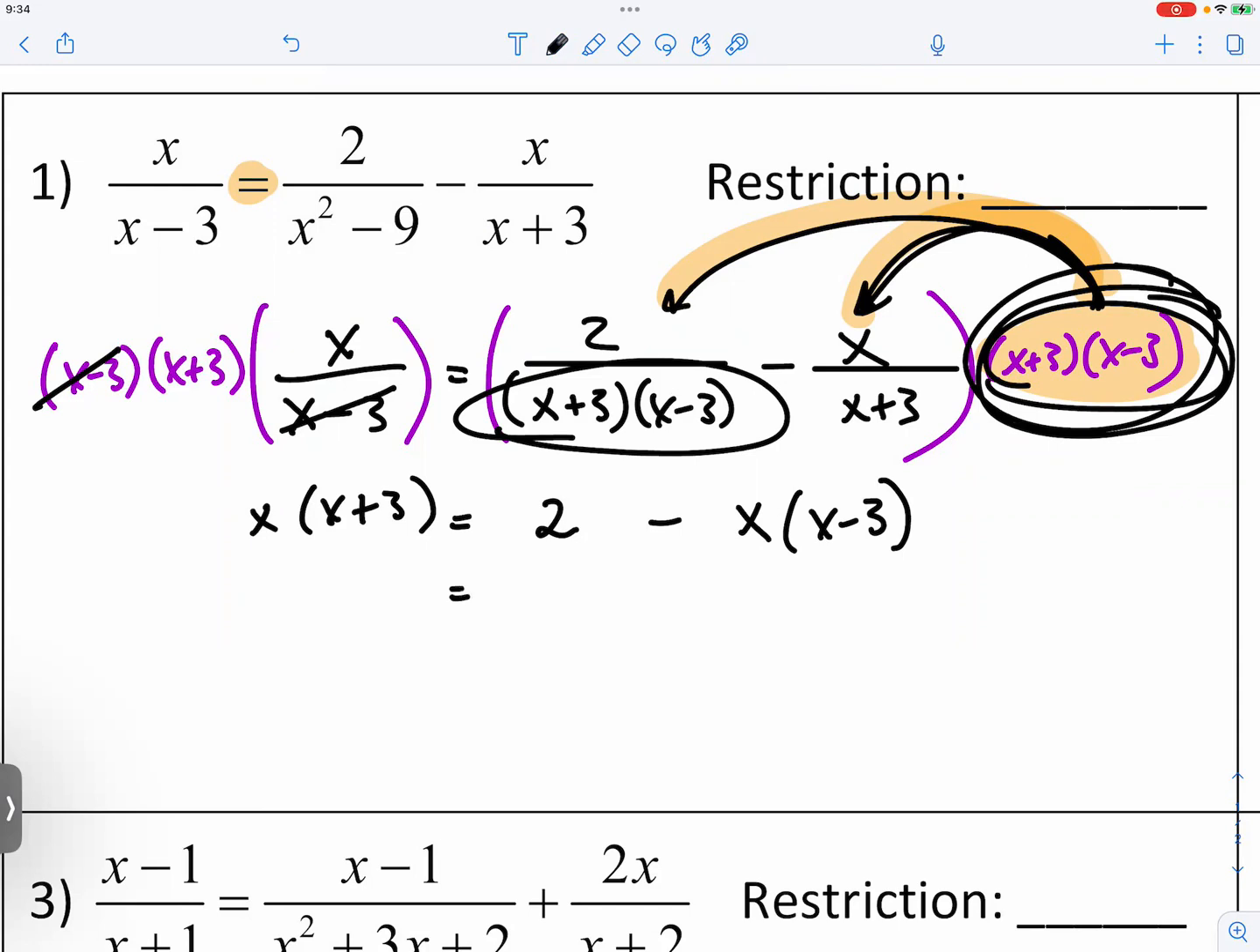Oh, you know what I didn't do at the very beginning? The restrictions. I should have done the restrictions first. The restrictions are 3 and -3. I was telling myself at the beginning, but somehow just forgot about it.